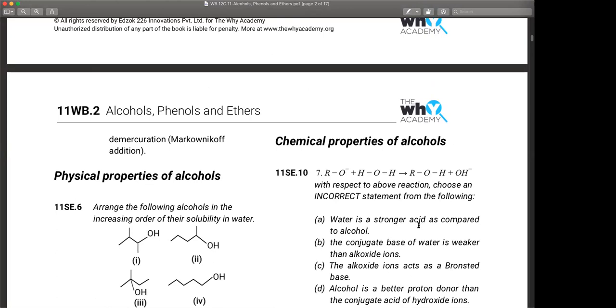Water is a stronger acid as compared to alcohol. Conjugate base of water is weaker than alkoxide ions. The alkoxide ions act as Bronsted base. Alcohol is a better proton donor than the conjugate acid of hydroxide ions. So which of these 4 statements is incorrect? Quickly give your answers.